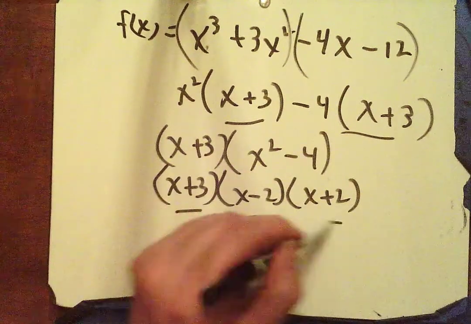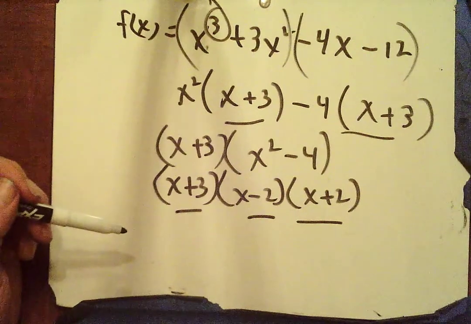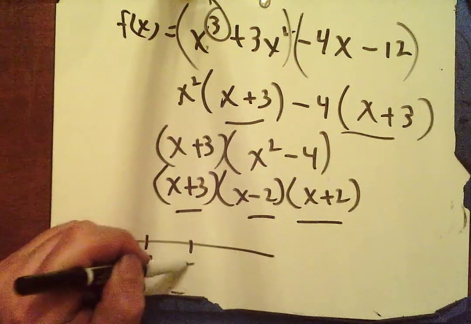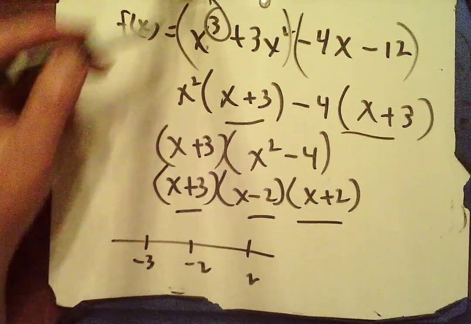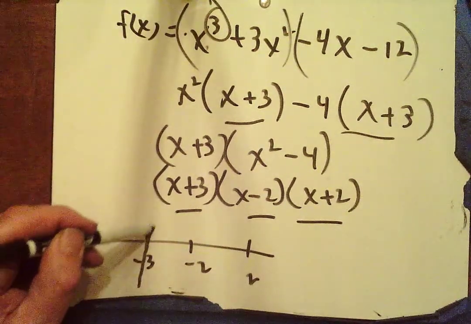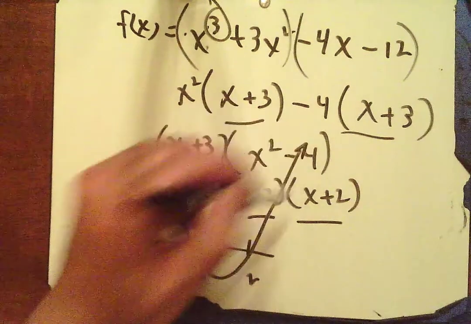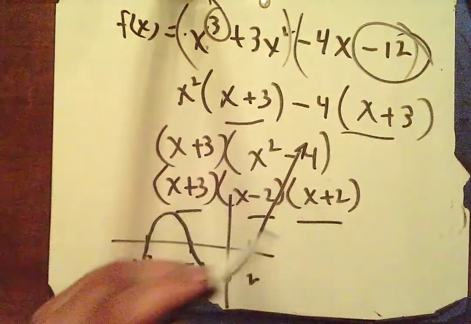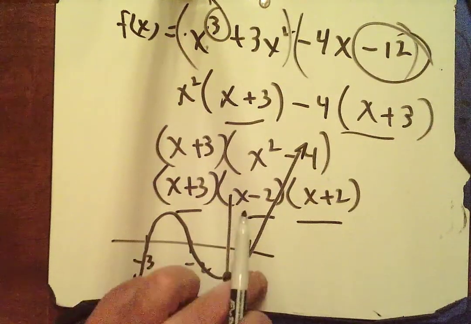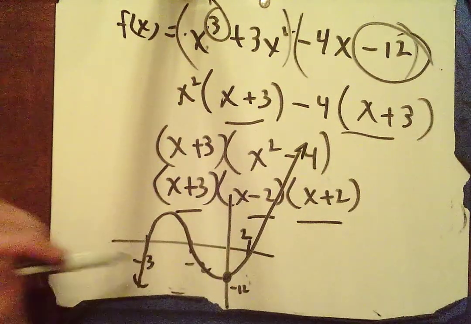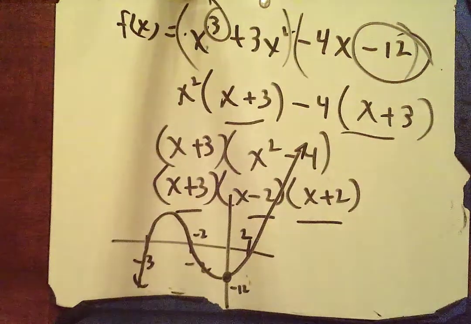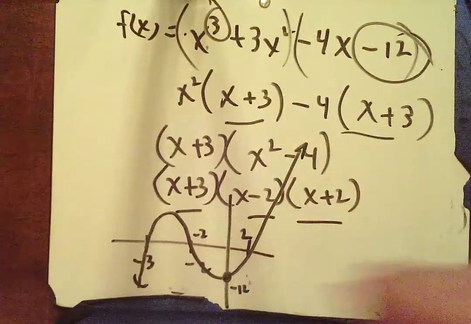Check it out. 3 factors for x to the third. Nice. And so we graph. We've got negative 3, we've got negative 2, we've got positive 2. This is a positive x to the third, so here we go. And don't forget to label the y-intercept. There it is. So we've got negative 12 there, and a 2 here. Okay, any questions about that one? What's next?